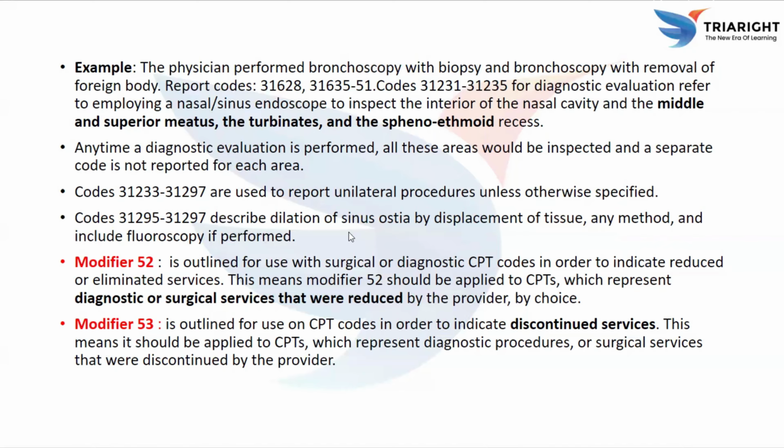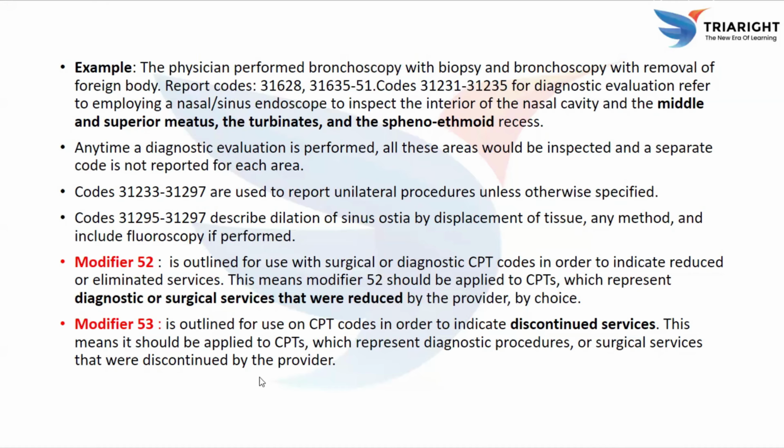Next guideline is sinus ostial dilation codes. The code range is 31295 to 31297. So what does this code describe? It describes the dilation, nothing but the widening of the sinus openings, which is achieved by displacing the tissue. This can be done by any method, balloon, instruments, etc. In these cases, the fluoroscopy is included. So do not bill the fluoroscopy separately.